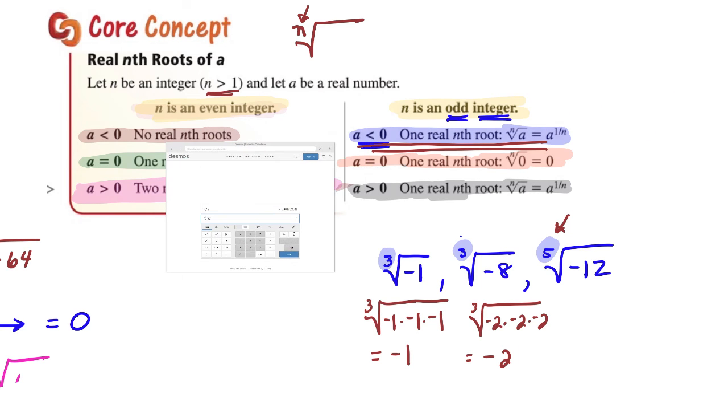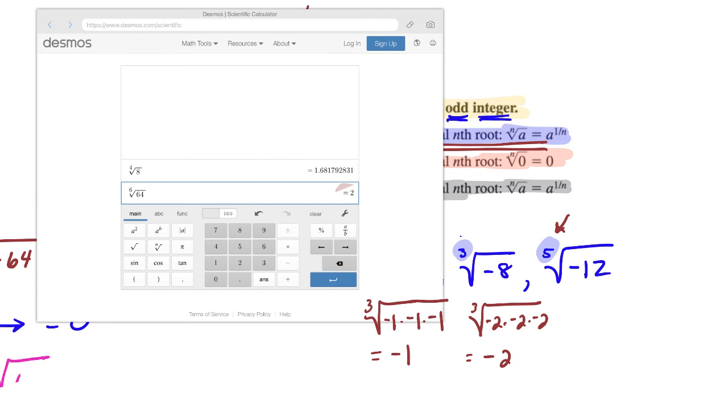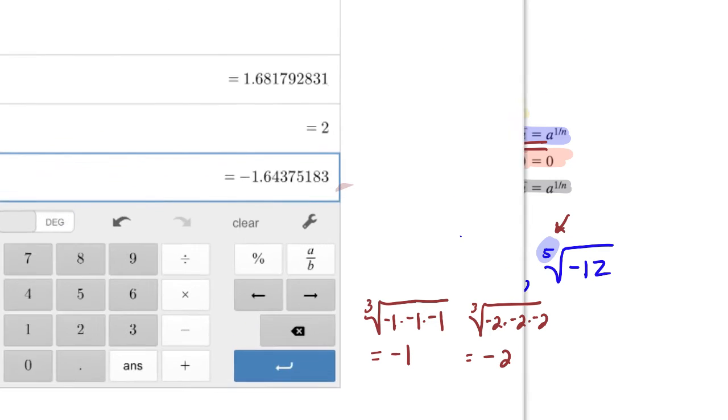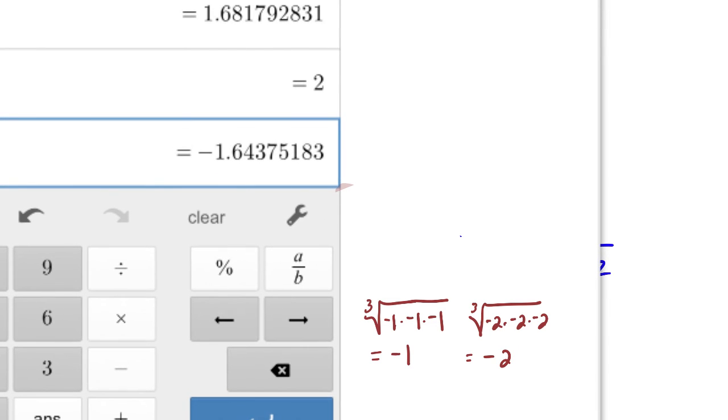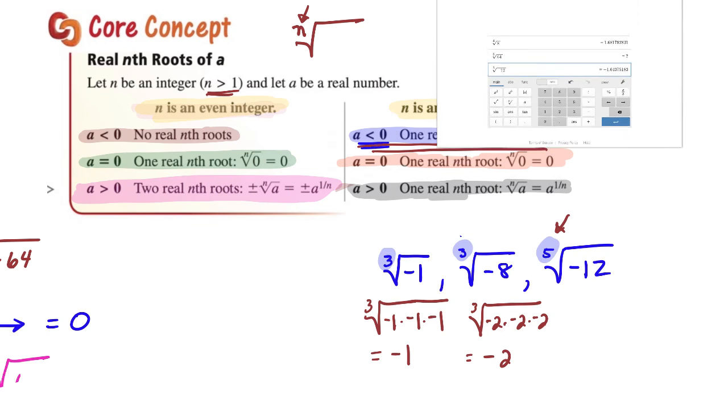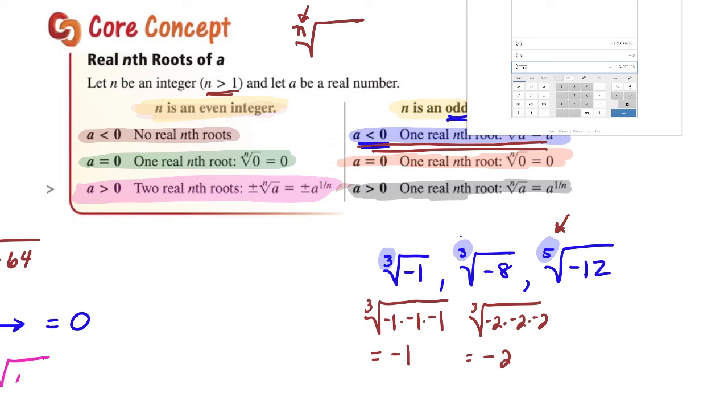So let's grab Desmos and see what it has to say. So we'll do the 5th root of -12. This will go faster if my calculator responded a little bit quicker, but there we are. There we go. And you can see it gives me, if I can zoom in there for you, -1.643, so we'll round it to -1.64. Notice we don't get plus or minuses when we're doing odd roots.